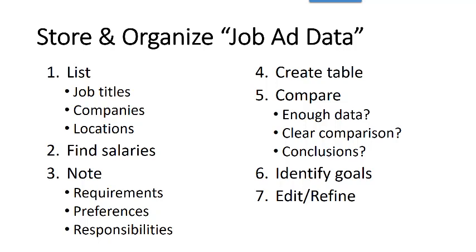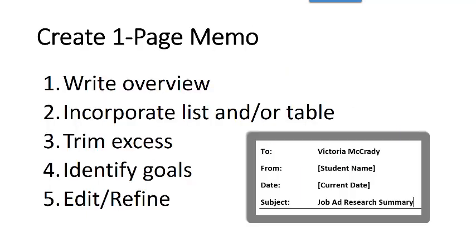Then identify your goals. You've looked at these jobs, you've made comparisons, and now you're going to edit and refine. You're going to remove wordy sentences and get your keywords and make sure this is easy to glance at. So for the memo itself, which is our second document, you'll write an overview. What do you want to achieve? What's your time period? What decisions did you make about gathering data, and what sources did you use?